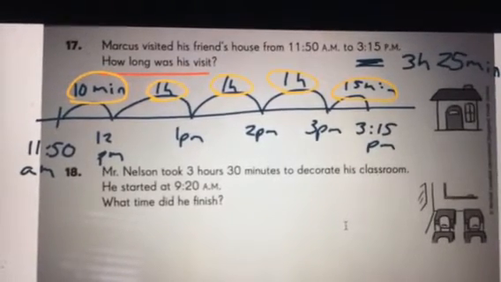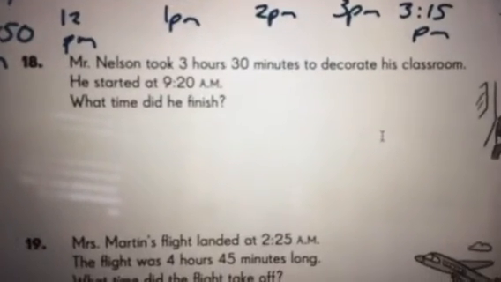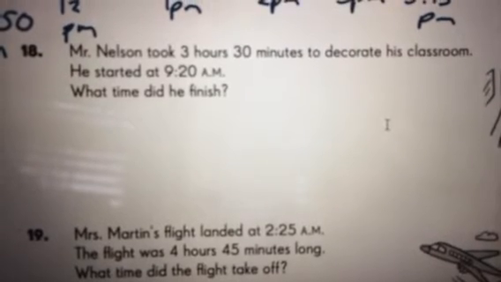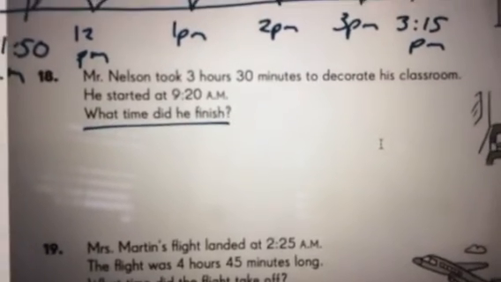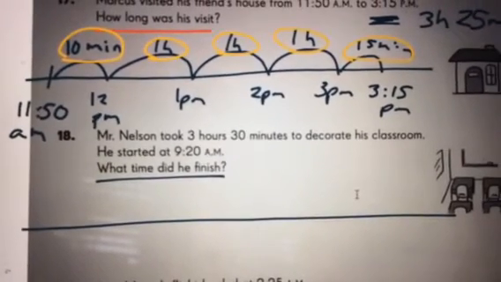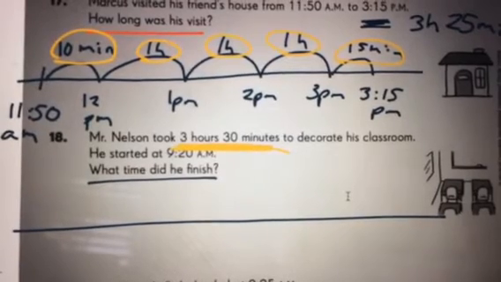Let's do number 18. Mr. Nelson took 3 hours, 30 minutes to decorate his classroom. He started at 9:20 a.m. What time did he finish? So this one is a little bit different because they already give you the hours and minutes to skip. Let me show you how that works.